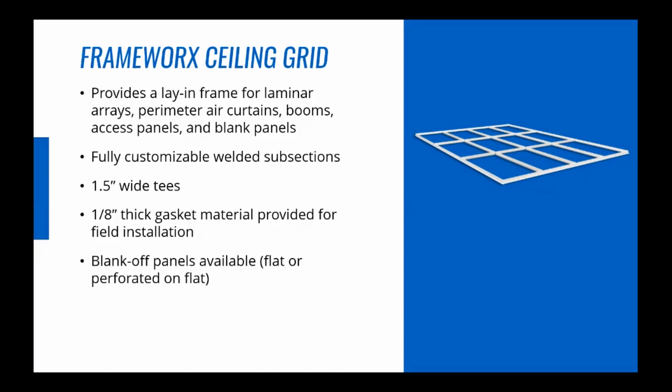There are 1.5-inch wide tees. They come with 8-inch thick gasket material provided for field installation. Blank-off panels are available, and they come in flat sheet metal, solid sheet metal, or perforated sheet metal with solid sheet metal on the back. So the perforated sheet metal is just an aesthetic option. It's not a true perf. You can't flow between the perf up into the plenum space. You always want your OR ceiling to be sealed.